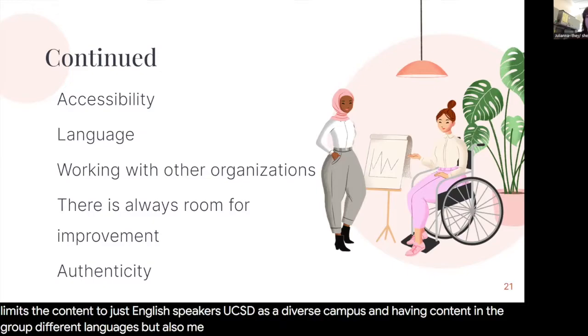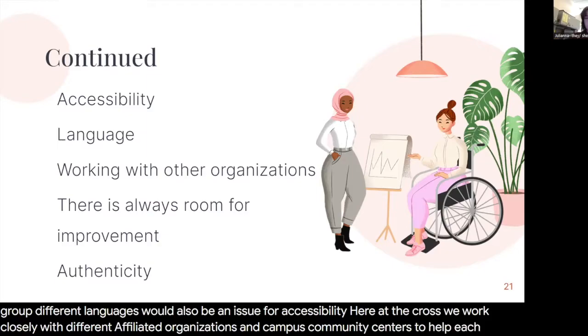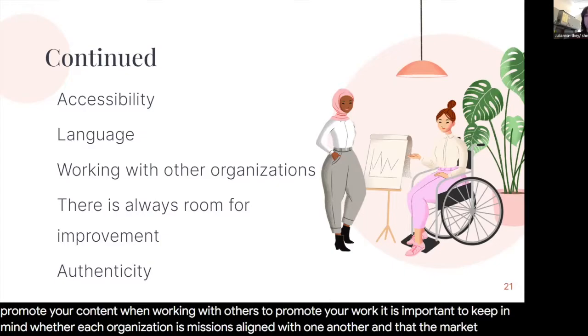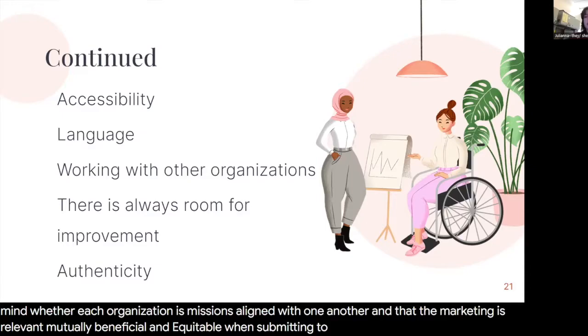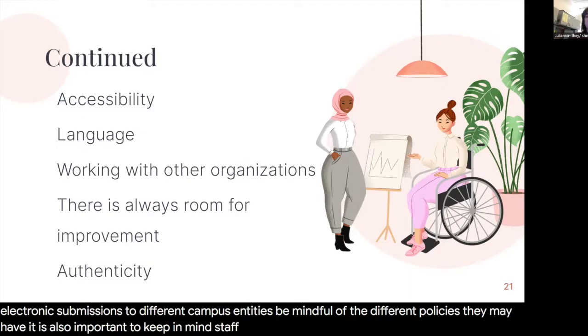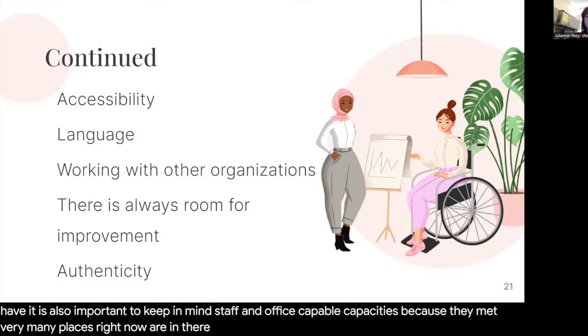Here at The Cross, we work closely with different affiliated organizations and campus community centers to help each other promote our content. When working with others to promote your work, it is important to keep in mind whether each organization's missions align with one another and that the marketing is relevant, mutually beneficial, and equitable. When submitting to different newsletters or submitting electronic submissions to different campus entities, be mindful of the different policies they may have. It is also important to keep in mind staff and office capacities because they may vary. Many places right now are understaffed, so it is important to do as much as you can to mitigate adding additional work for the other staff members.